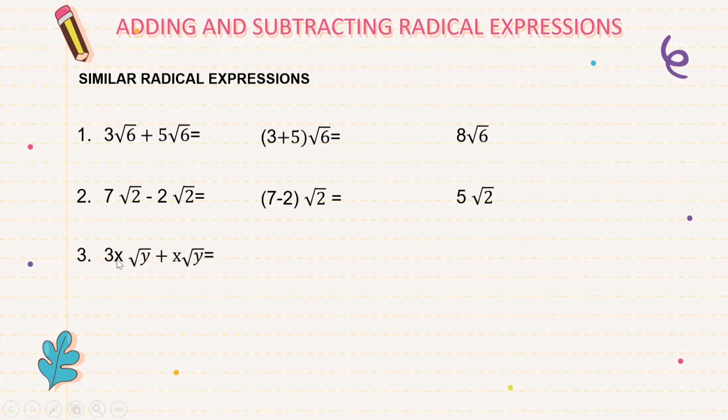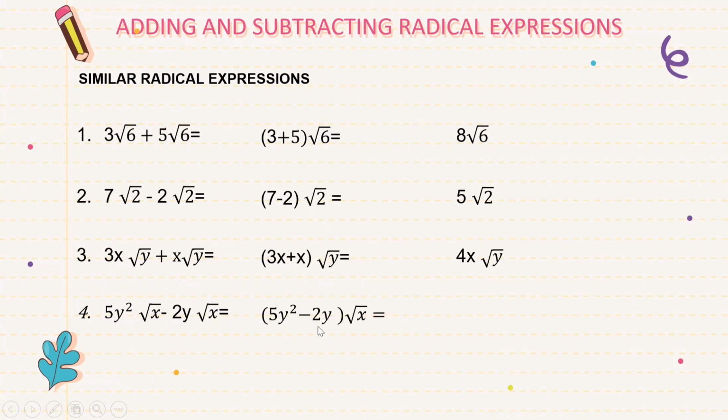Number 3, 3x square root of y plus x square root of y. So we can write this as quantity 3x plus x times square root of y. So 3x plus x is equal to 4x, and our final answer is 4x square root of y. Number 4, 5y squared square root of x minus 2y square root of x. So i-rewrite natin siya as quantity 5y squared minus 2y times square root of x. Hindi na natin ito masisimplify because we cannot subtract 5y squared minus 2y. So our final answer is quantity 5y squared minus 2y square root of x.